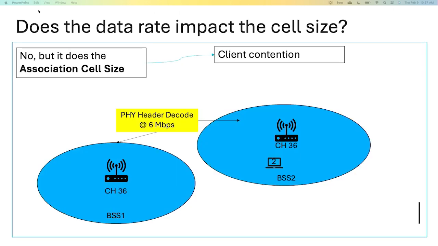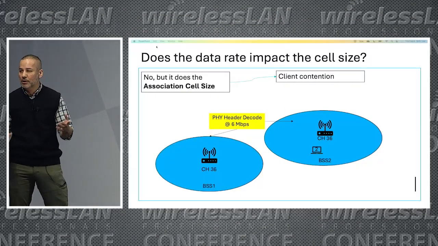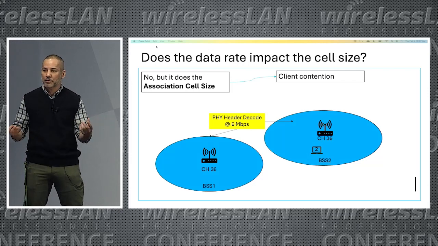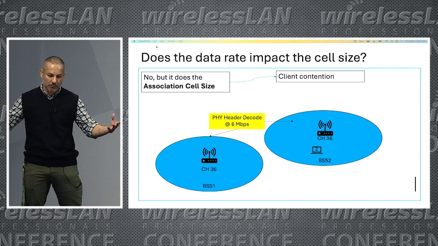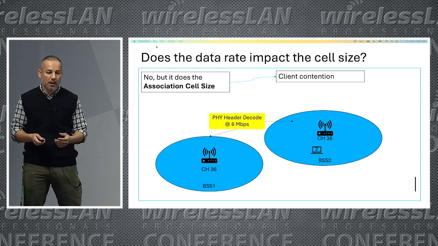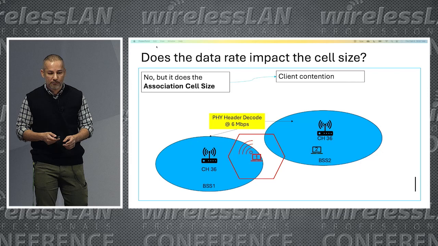So does the data rate impact the cell size? No, it doesn't, but it does impact the association cell size. What I mean by that is, imagine you have two access points, each one of them on channel 36, and they're not overlapping with each other because there's distance between them. What happens if they're both using a 6 meg MBR? You have client one that, for example, is connected right at the edge of BSS1.